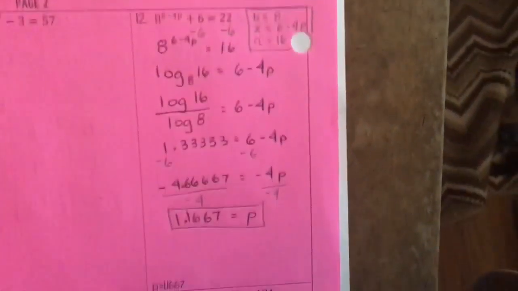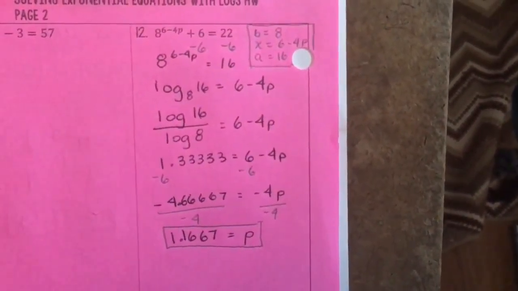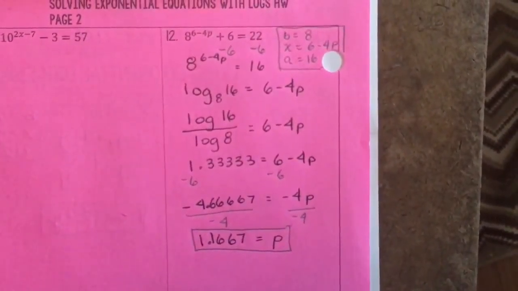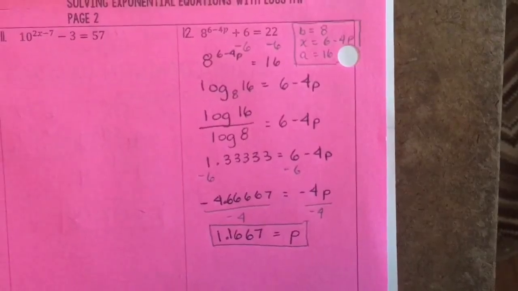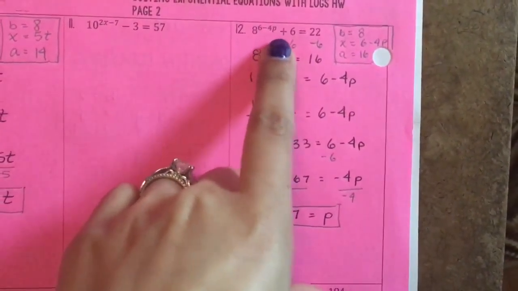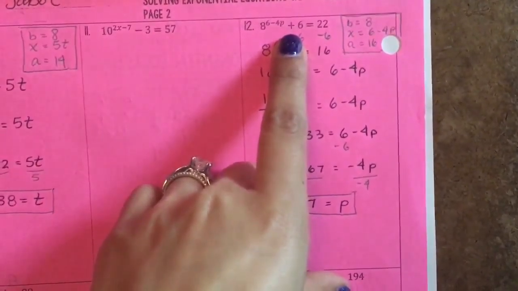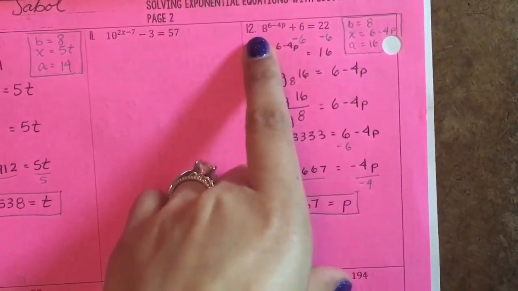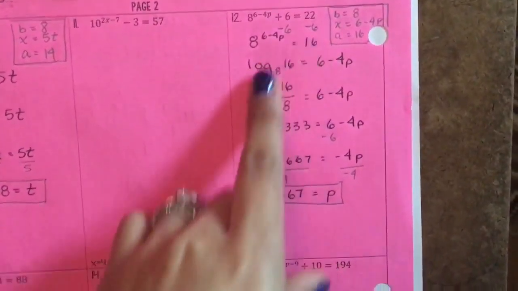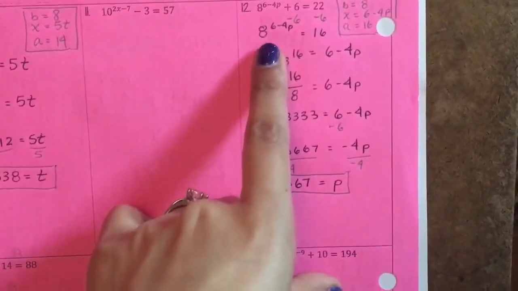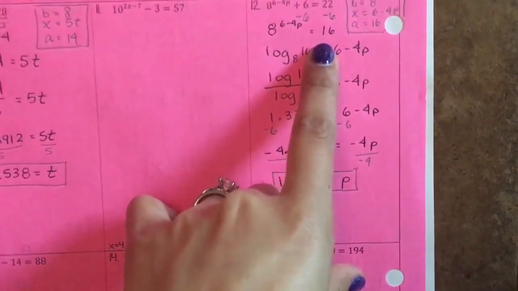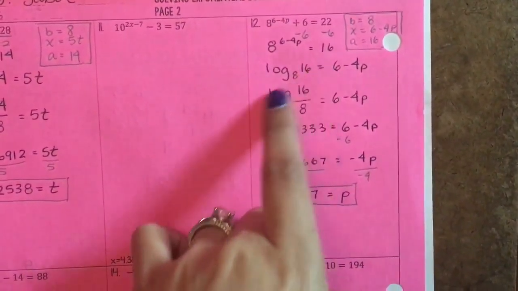The next problem on this page is problem number 12. Once again, we need to isolate our exponential expression before solving. This means that this plus 6 here needs to be moved away from this exponential expression, and we can do this easily by subtracting 6 from both sides. This leaves behind 8 to the 6 minus 4p power on the left and gives us 16 on the right.